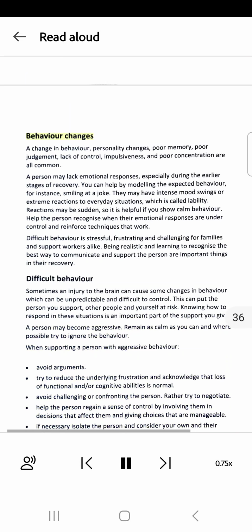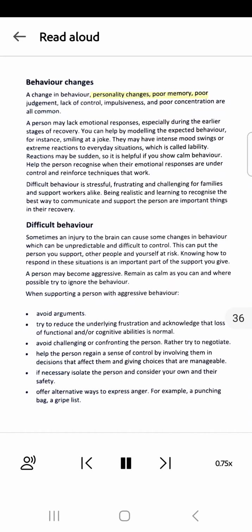32. Behavior changes. A change in behavior. Personality changes. Poor memory, poor judgment, lack of control, impulsiveness and poor concentration are all common. A person may lack emotional responses, especially during the earlier stages of recovery. You can help by modeling the expected behavior, for instance smiling at a joke. They may have intense mood swings or extreme reactions to everyday situations, which is called lability. Reactions may be sudden, so it is helpful if you show calm behavior.